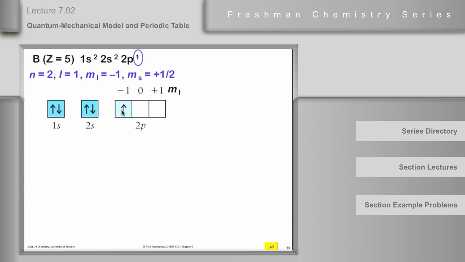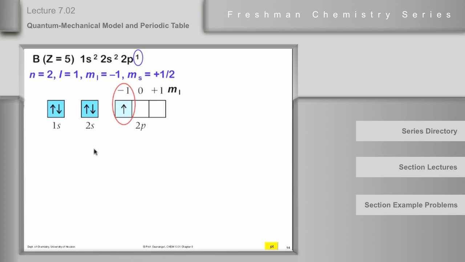So boron then has its last electron, and N is equal to 2. L is equal to 1 because that's a what kind of orbital? It's a p orbital. It's an orbital in a p subshell, so L is equal to 1. And M sub L now can be -1, 0, or +1. The convention says -1.